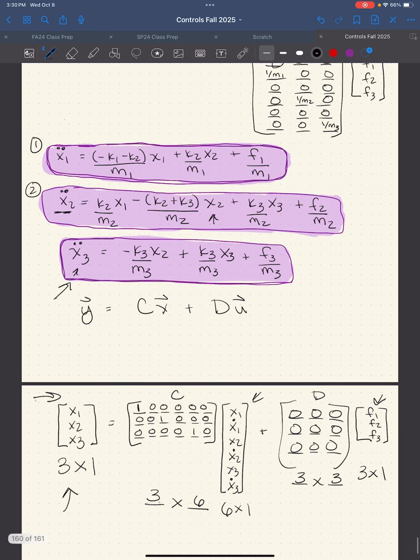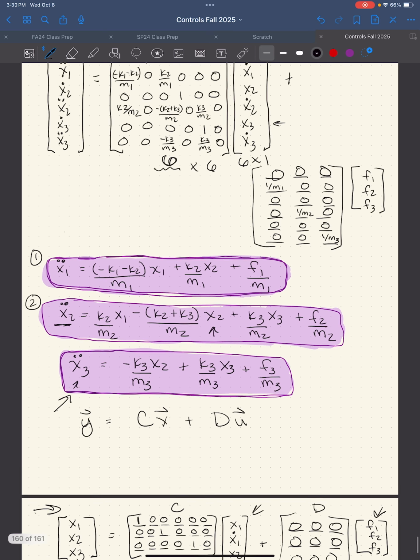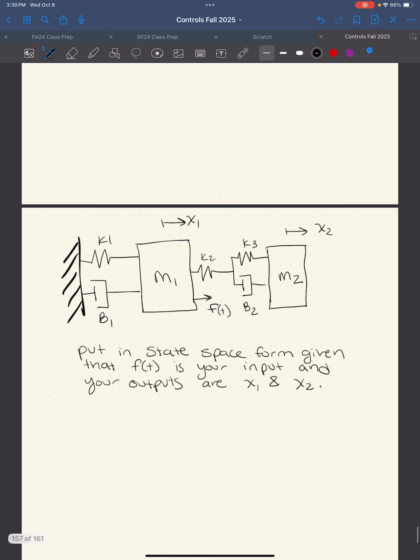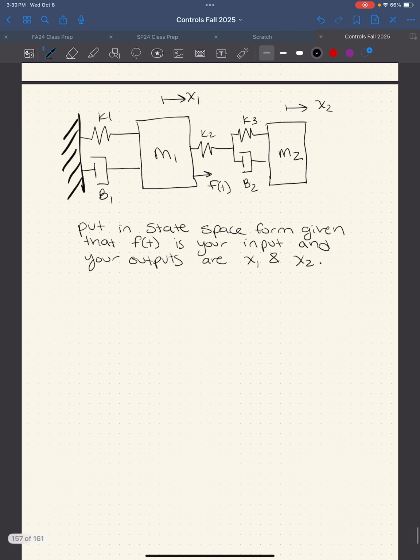Now I'm going to do a little bit more challenging one. Let's go back up to that other problem that I had written out. This one. Let's do this one now. Okay, so I have this system. My input is going to be this forcing function f of t. My output is going to be both x1 and x2.